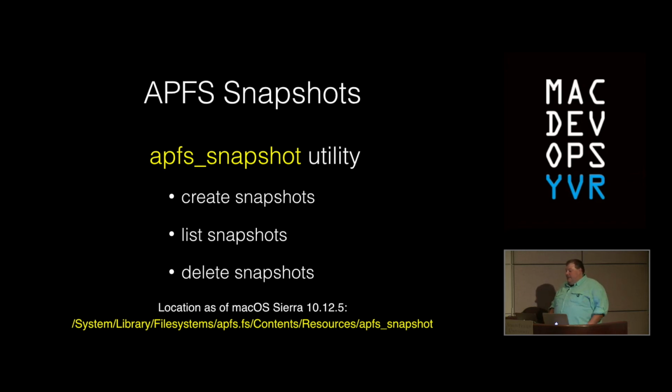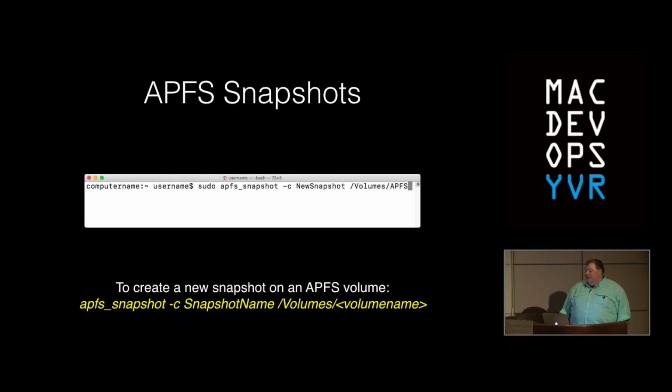The APFS snapshot utility can be used to create, delete, and list snapshots. And Apple also noted in its APFS documentation, before this particular section went away, that the APFS snapshot utility will be disabled in a future release of macOS. So this tool is going to be replaced by another snapshot tool at some point.